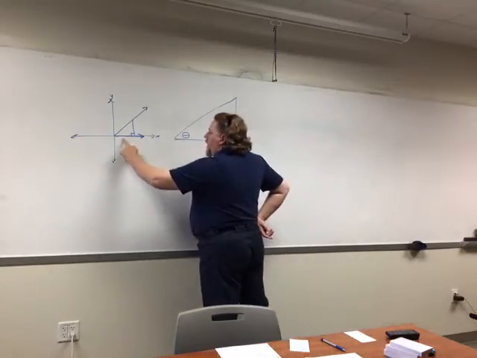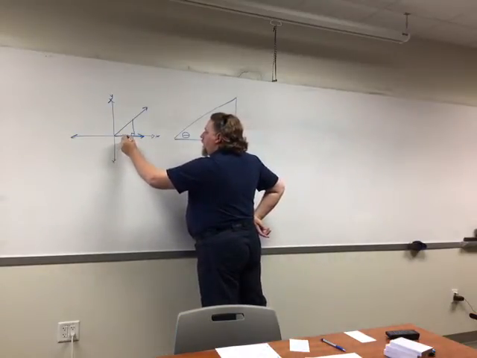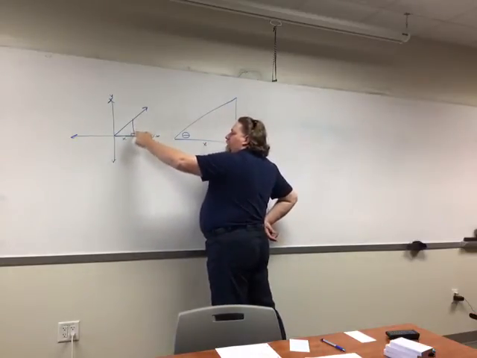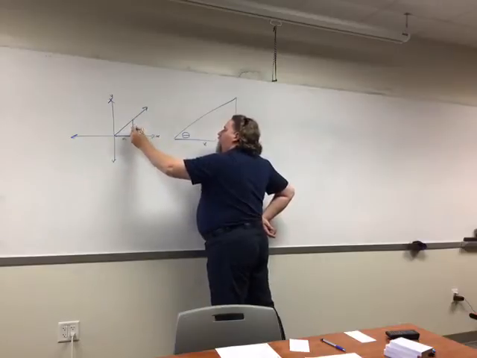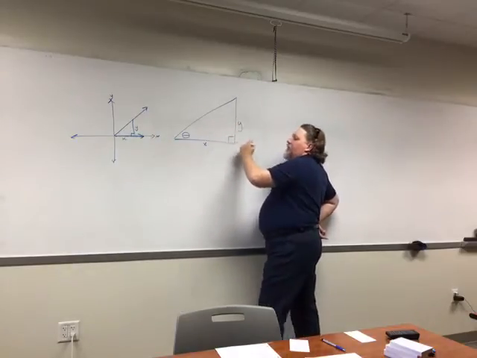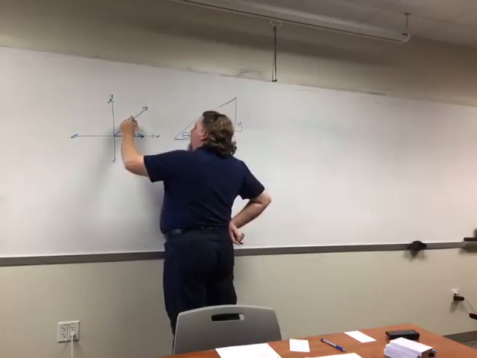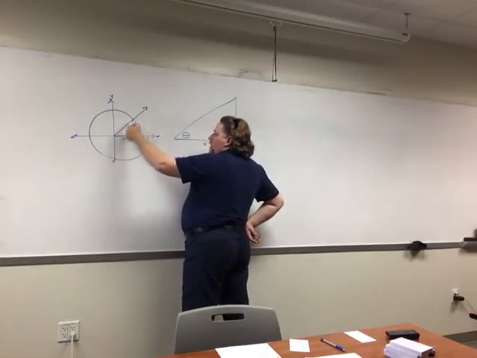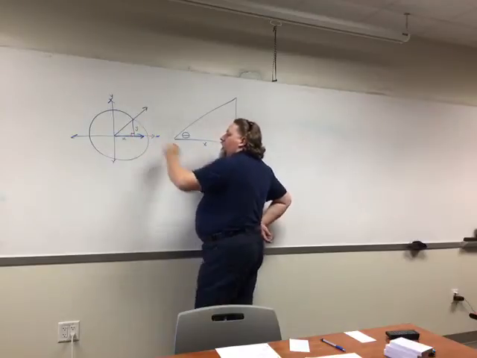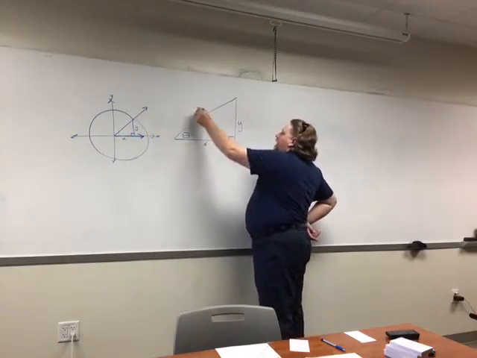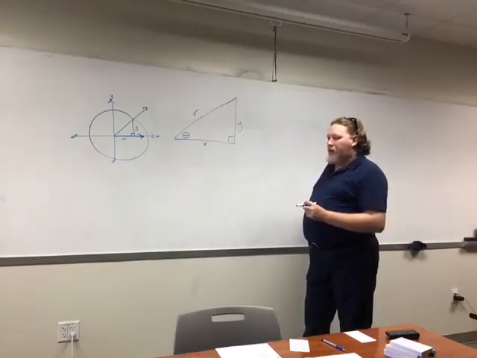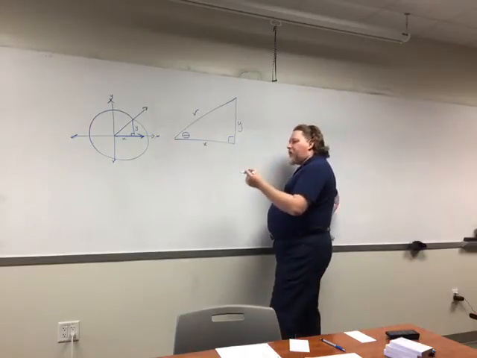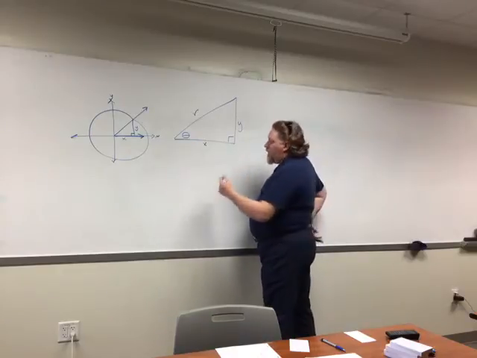Well, this side length right here, that's along the x-axis, so let's call it x. This side length right here, that's parallel to the y-axis, so let's call it y. And if I had drawn a circle like I did on the first day of school, then you could see that this hypotenuse of the right triangle is also the radius of the circle. So let's use r. Now with that definition, we can find 6 trigonometric ratios.